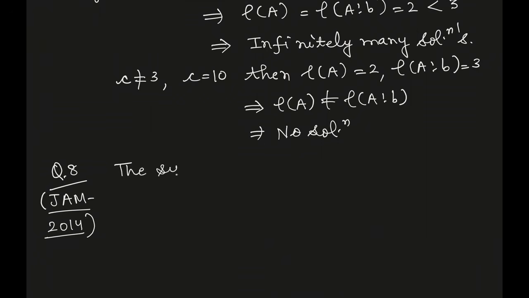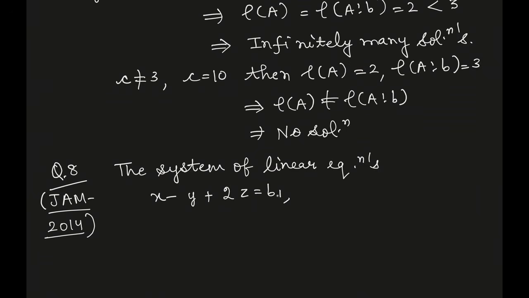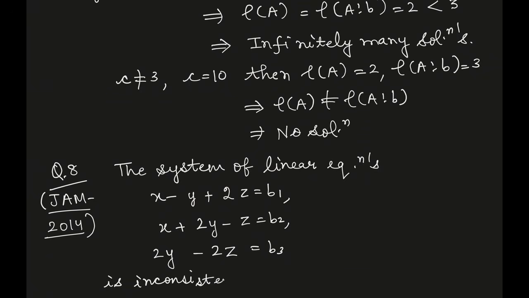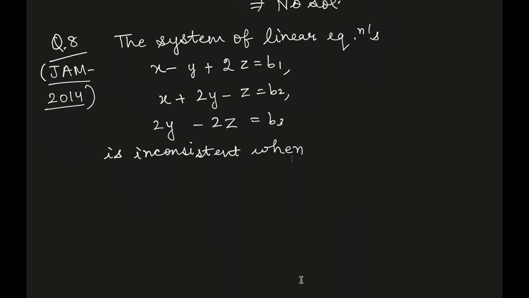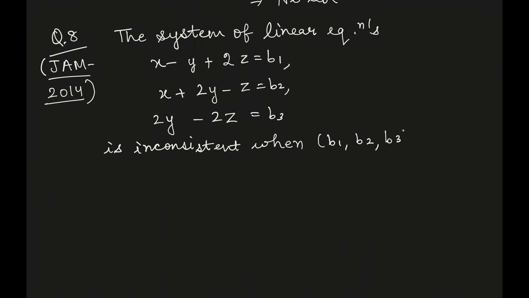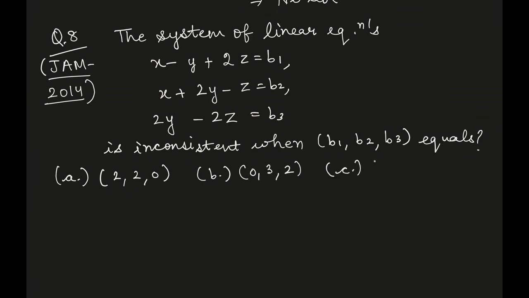The system of linear equations x minus y plus 2z equal to b1, x plus 2y minus z equal to b2, 2y minus 2z equal to b3 is inconsistent when (b1, b2, b3) equals: A part, (2, 2, 0); B part, (0, 3, 2); C part, (2, 2, 1); and D part, (2, minus 1, minus 2).